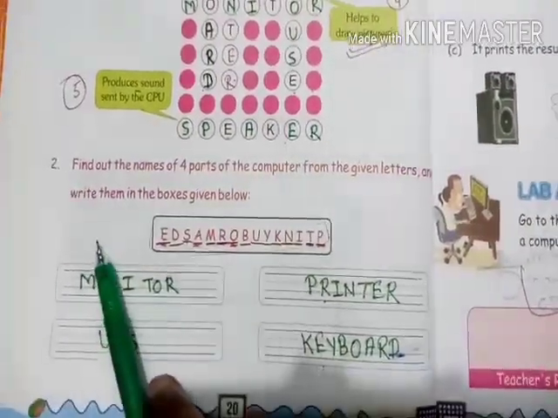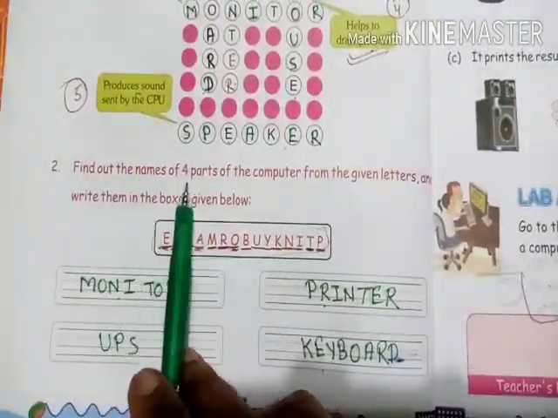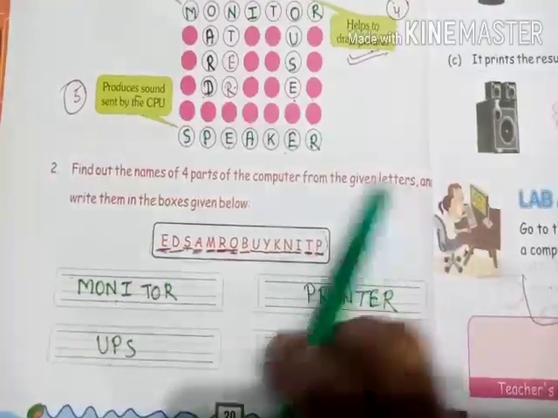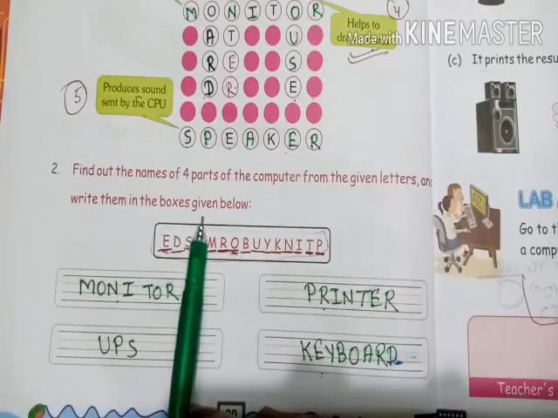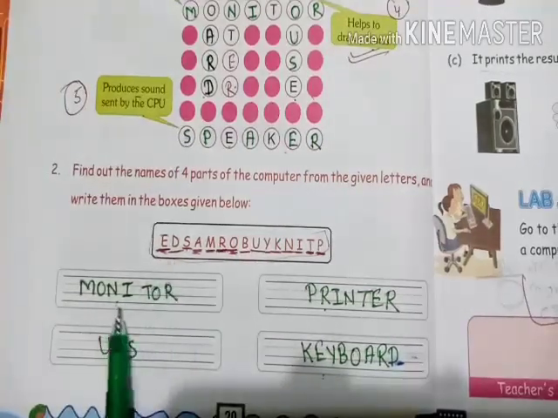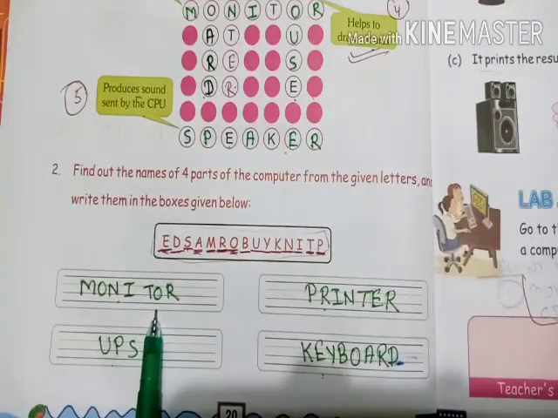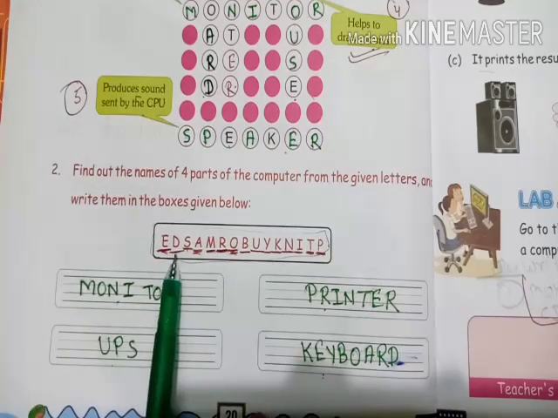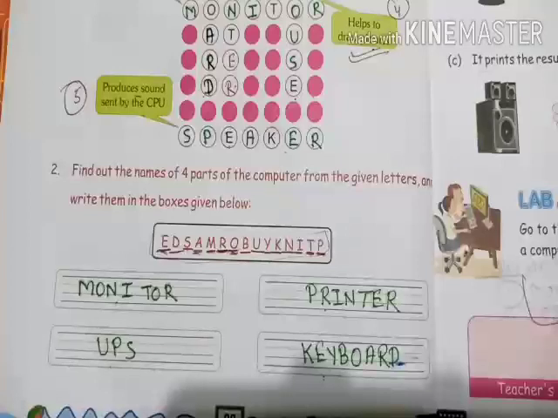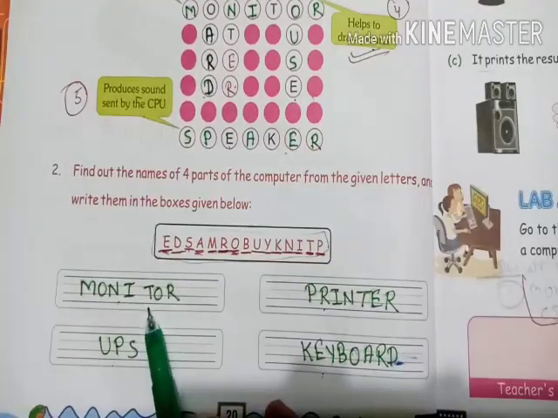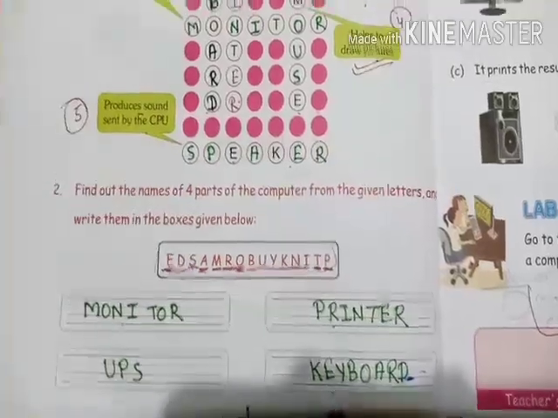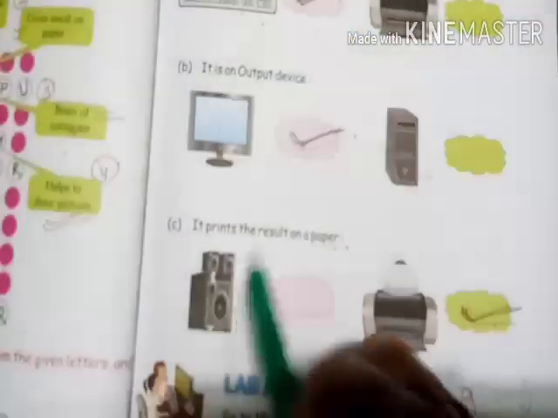It is our question number 2. Find out the names of 4 parts of the computer from the given letters and write them in the boxes given below. You have to find out the names of the different devices, different parts of the computer system, by using all these letters. So I have written here monitor, printer, UPS and keyboard. We are moving to the next question.